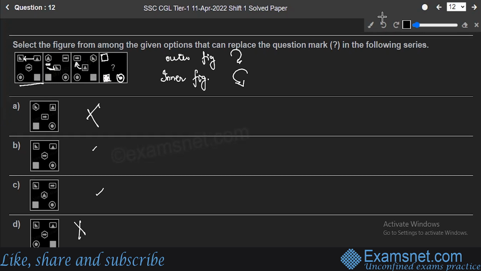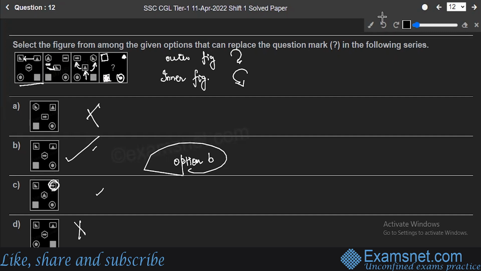The inner figures, they are moving in the anti-clockwise direction. So this triangle, if it is moving in the anti-clockwise direction, then where should it go? It should go at this position, internal triangle. Okay, so the internal triangle should go over here. That means this is the correct figure, because here is not a triangle inside the figure, it is an arrow inside the figure. So which is the correct option? It is option B. I hope you are clear with the question, right?